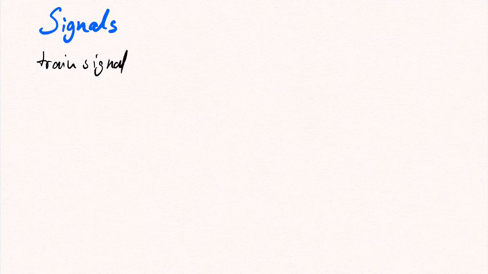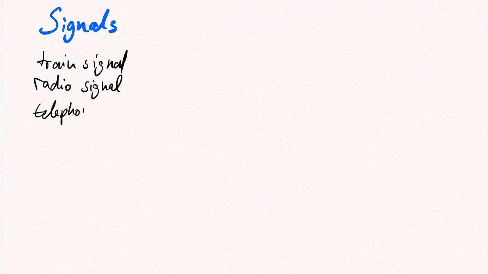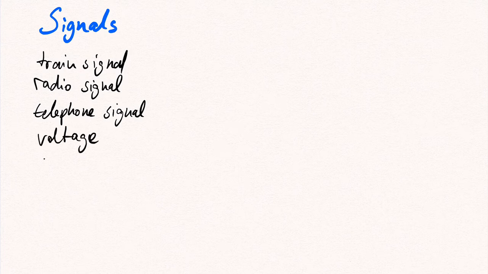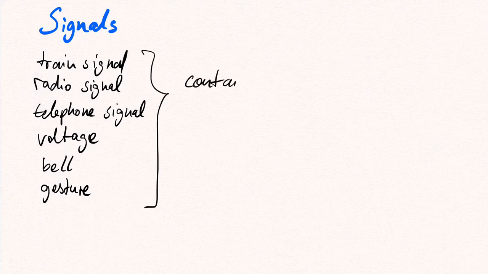The term signal is used in different contexts and can be used for different things. Some examples of signals might be a train signal, a radio signal, a telephone signal, a voltage, but even a bell ringing or a gesture can be considered as signals. What all those signals have in common is that they contain information.